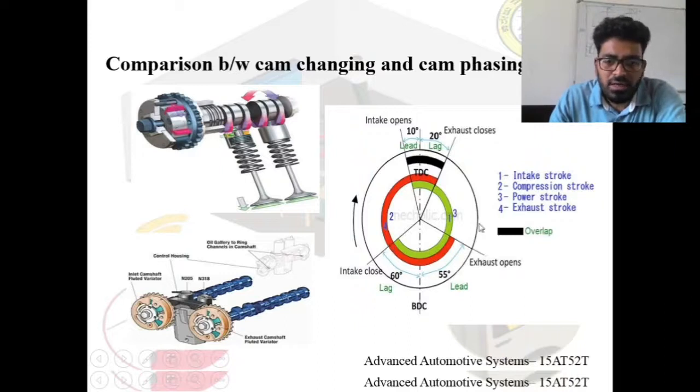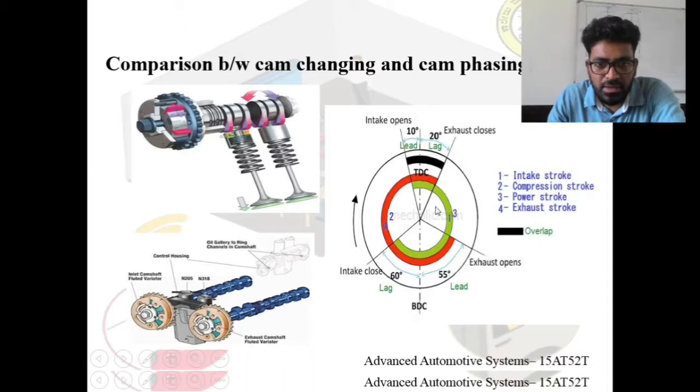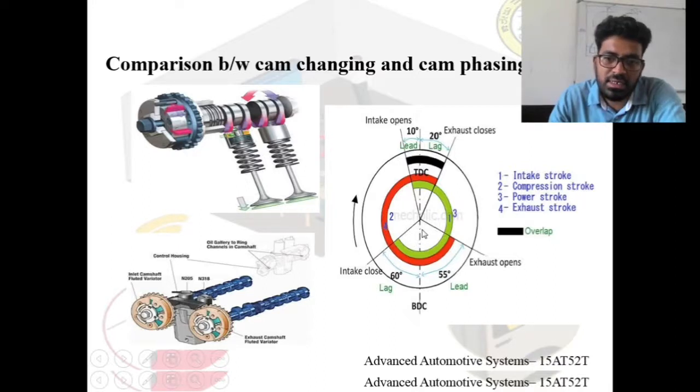So in this cam changing VVT, we can obtain more advanced and more valve lift duration, so that we can gain more advanced, means more torque, and also more lift that gives more time availability to burn the fuel, and complete combustion will be there, so this cam changing is different from cam phasing VVT.